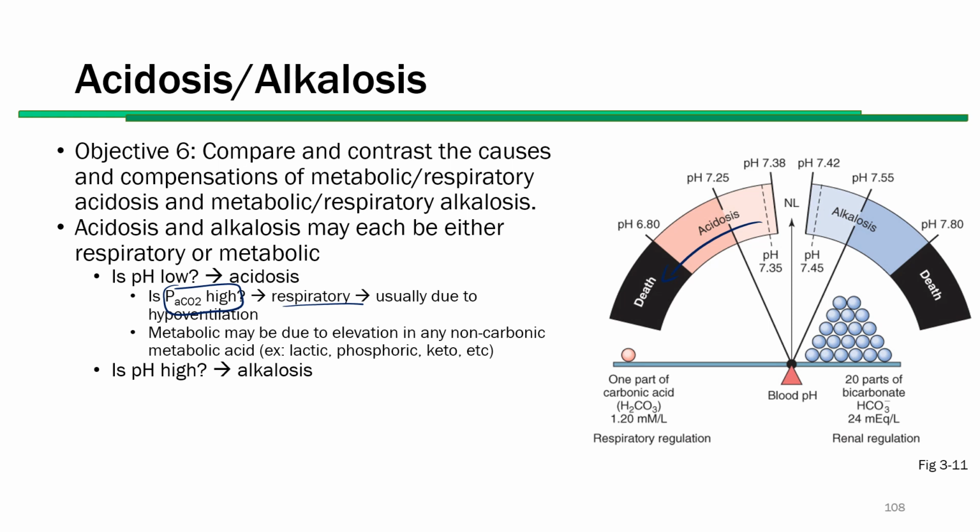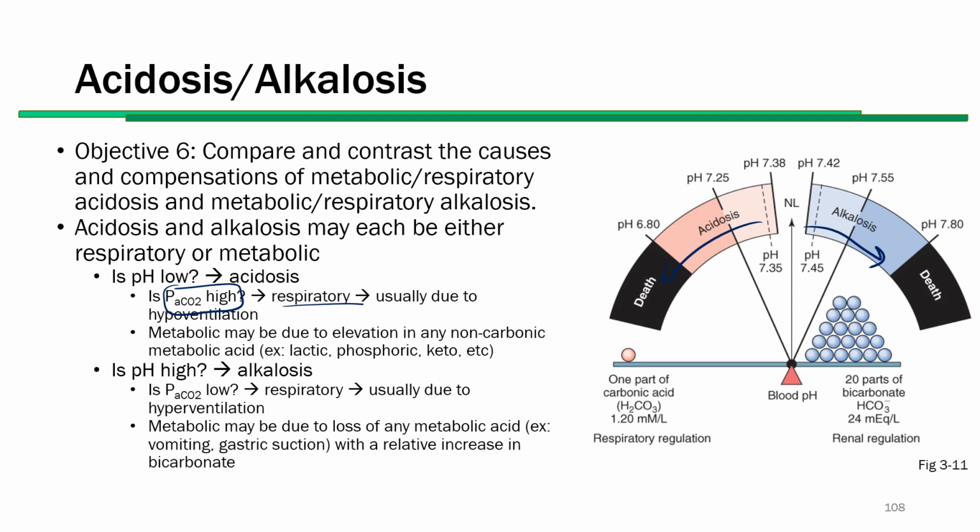Is the pH high? Are we going in this direction? That's alkalosis. In that case, what's the arterial carbon dioxide doing? Is it low? If it's low, then it's probably respiratory alkalosis, and that's usually due to hyperventilation. We're getting rid of too much carbon dioxide. If it's metabolic, it may be due to a loss of any metabolic acid, for example, through vomiting, gastric suction, or a relative increase in bicarbonate.